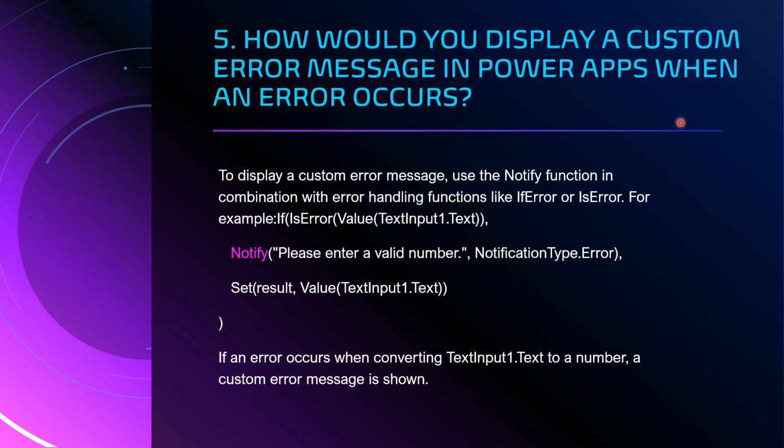How would you display a custom error message in Power Apps when an error occurred? To display the custom error message, you should use the Notify function. In the Notify function, you just define the custom error message and what the notification type will be. If an error occurred when converting the text input's Text to a number, a custom error message is shown in this example.